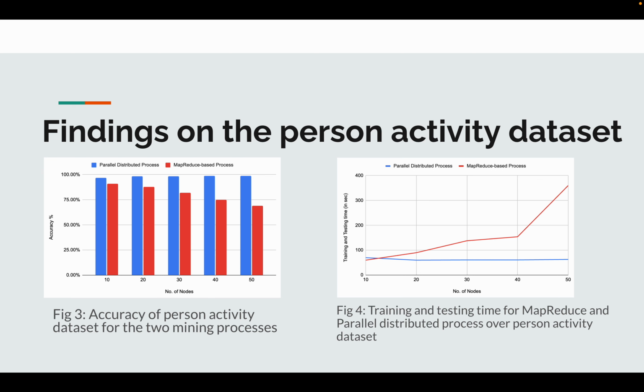So now in this section, we'll discuss the findings of our experiment on the person activity dataset using both procedures. Figure 3 shows the classification accuracy results of the person activity dataset for the two mining procedures. It is observed that the accuracy of the MapReduce based procedure gradually declines as we increase the number of nodes from 10 to 50. This degradation in performance is more pronounced in this dataset than in the cover type dataset as we increase the number of nodes.